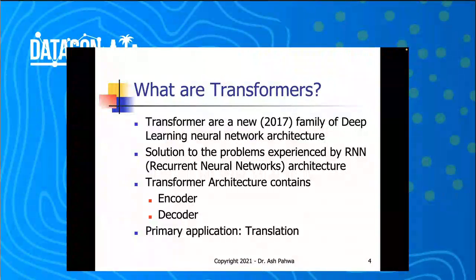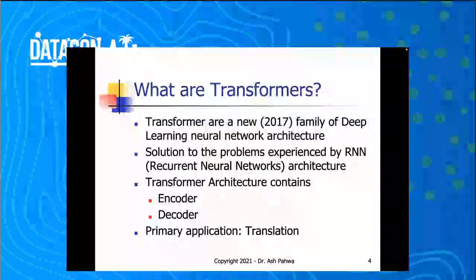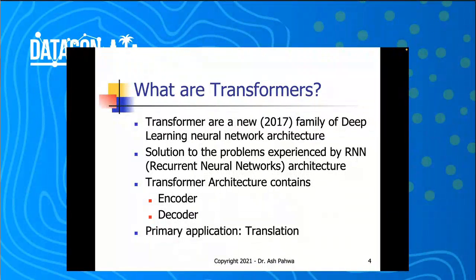So transformers are the new family. It's a new architecture. Transformer is a new architecture which was released in 2017 by Google. And transformers basically replaced RNNs and also LSTMs. RNN and LSTM have become obsolete now. Okay, so they have been replaced by transformers.